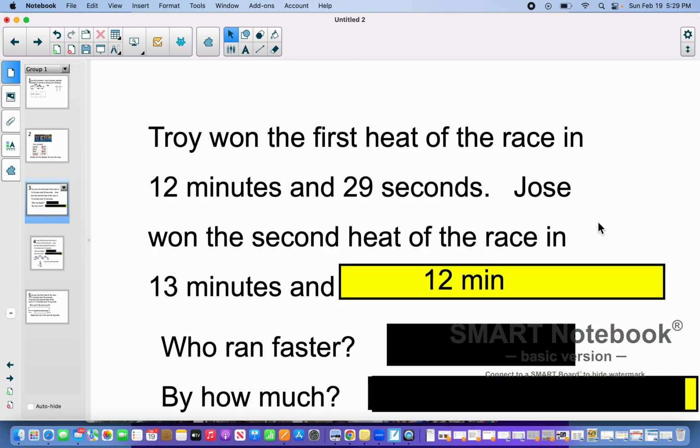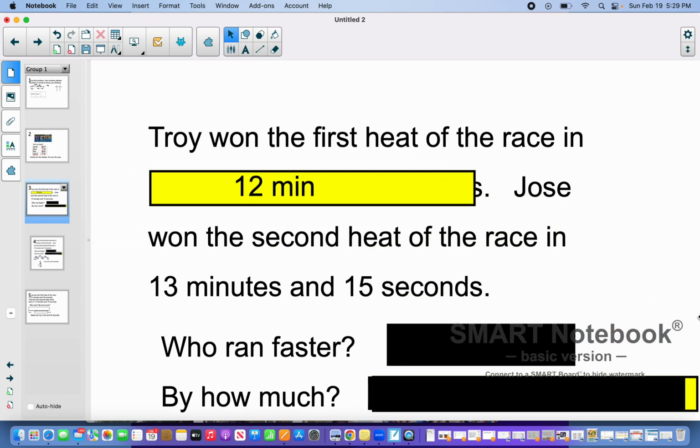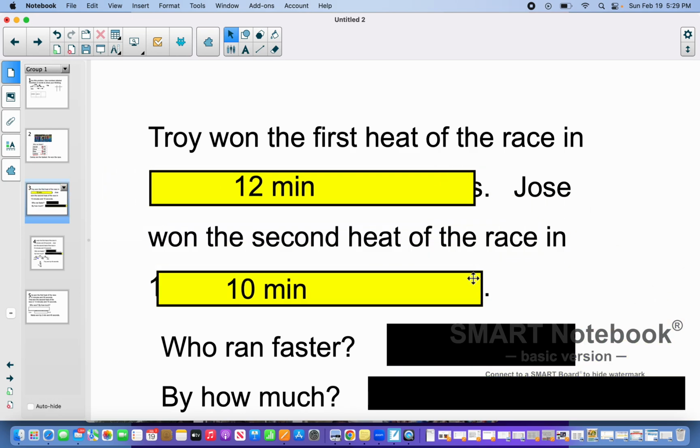So this example here, we're actually going to make it a little bit easier for you, and we're going to cover this up. So sometimes if you're having difficulty, put in just basic numbers. Let's take a look at this example. So Troy won the first heat of the race in 12 minutes. Jose won the second heat, so think of that as the second part of the race, in 10 minutes. So there's two questions. Who ran faster and by how much?